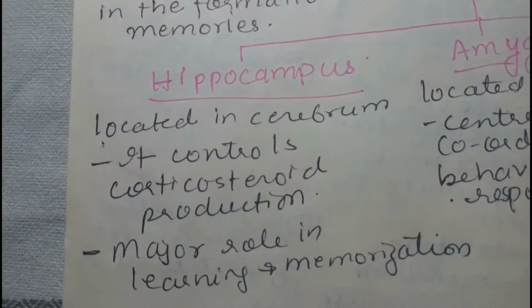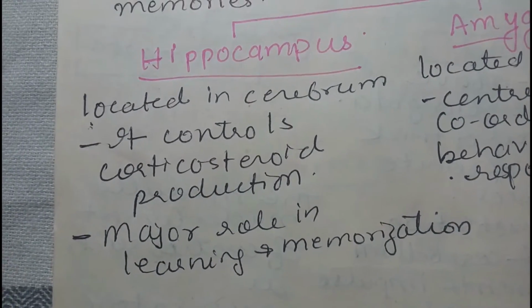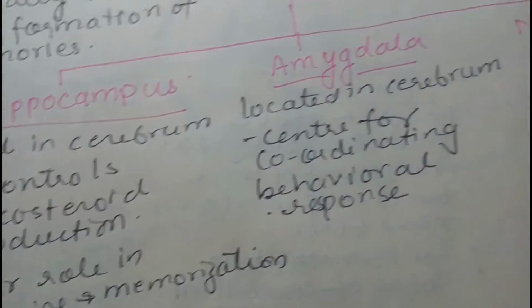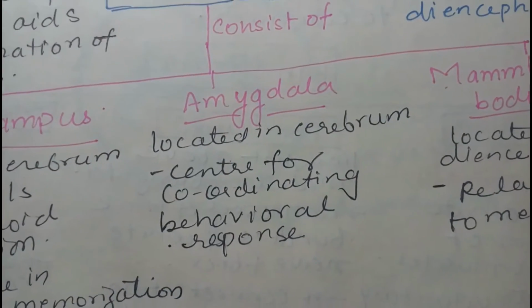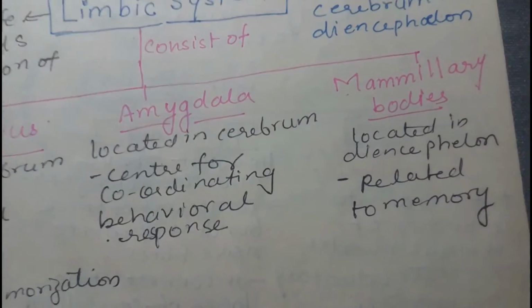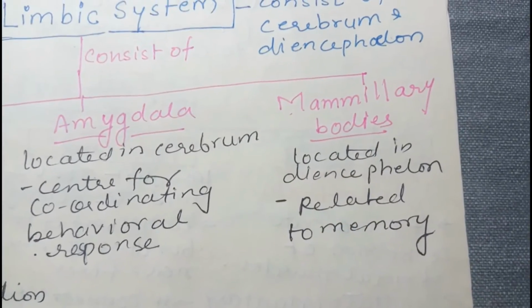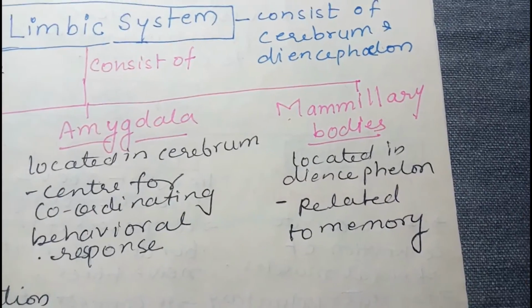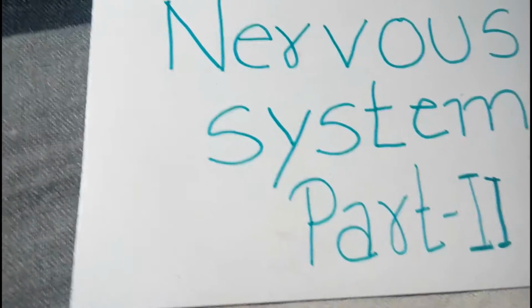The hippocampus, located in the cerebrum, controls corticosteroid production and has a major role in learning and memorization. The amygdala is the center for coordinating behavioral response. The mammillary body is located in the diencephalon and is related to memory.